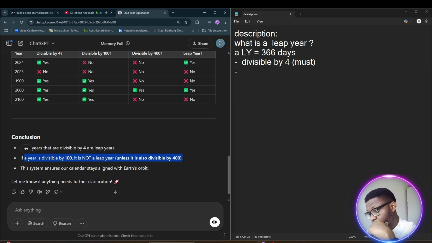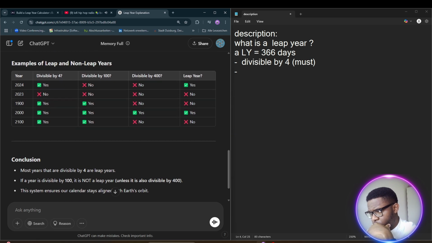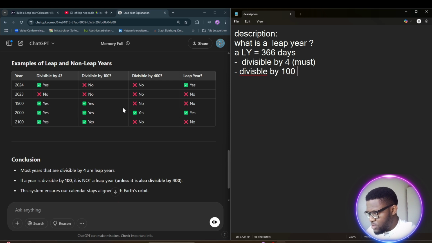Okay, I understand. That's interesting. So, how can I say, the summary of it is: the year must be divisible by 4, and in the two cases where there are years, it must be divisible by 100. That's it.